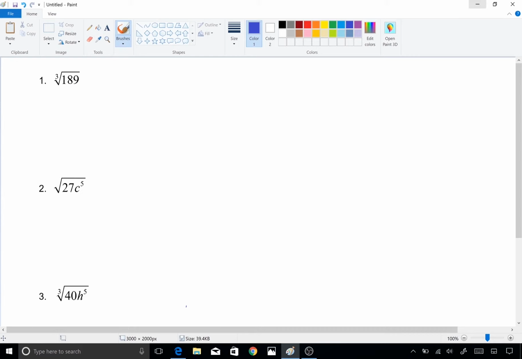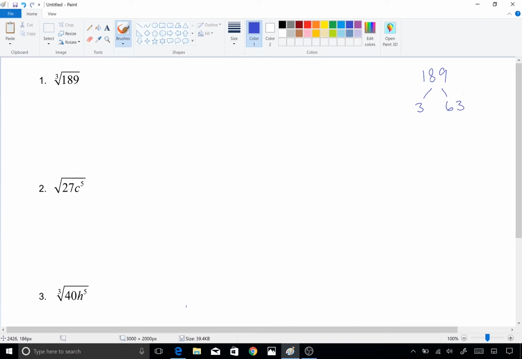Let me go through a few of these examples, starting on page 89 of the packet. The cube root of 189. First, let's try to factor 189 into primes. It's not even, so we can't divide it by 2. Let's try 3. 189 divided by 3 is 63.